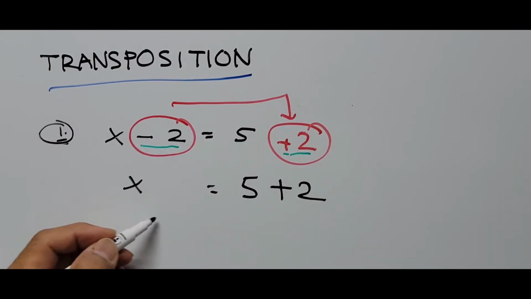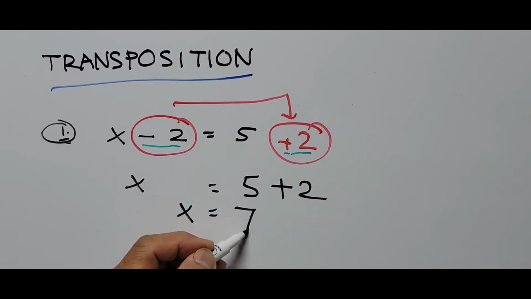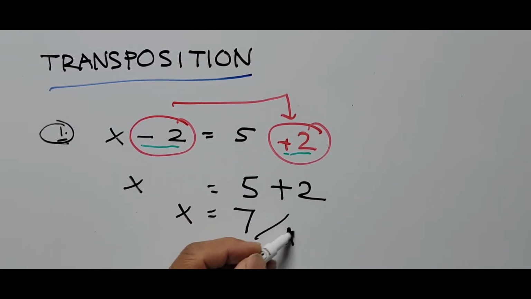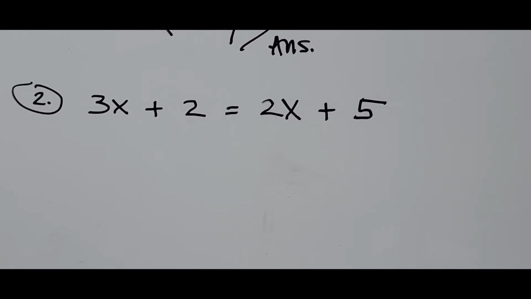So x is equal to 7. That's the answer. Straightforward. Isn't it fast? Is it easy? Let me know. So that's the first example. Now we have the second example. How to simplify this by using transposition.